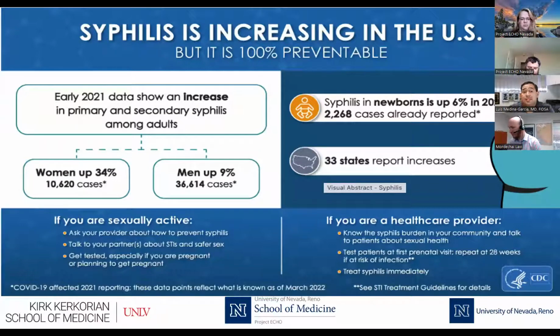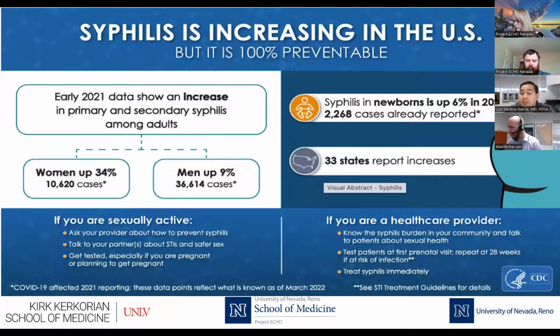So syphilis is increasing in the United States, but it is 100% preventable with education. In early 2021 data show an increase in primary and secondary syphilis among adults. Women are more affected than men, 34% versus 9%. And if patients are sexually active, they should be educated to ask questions to their medical providers as to how to prevent these sexually transmitted infections in themselves, as well as how to protect their partners. And getting tested and treated really has a very important part in this.